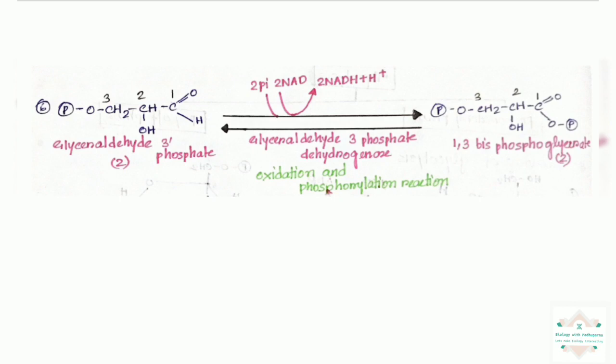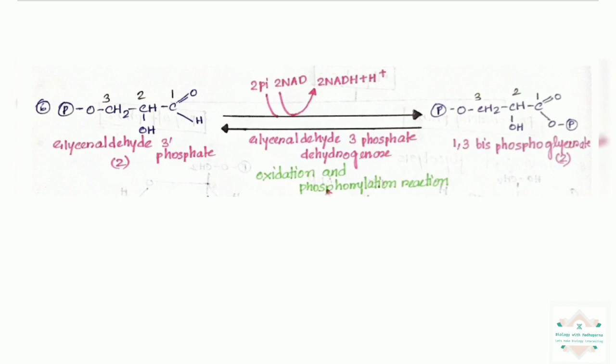plus H plus. So NADH will also be counted as energy, because as we read further we will get to know that 1 NADH is equal to 2.5 ATP or 3 ATP, depending. We will discuss that later. So this reaction is an oxidation and phosphorylation reaction. From this sixth reaction onward, everything from substrate to product will be doubled.